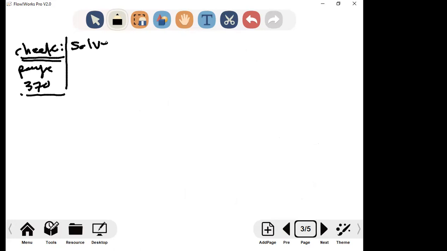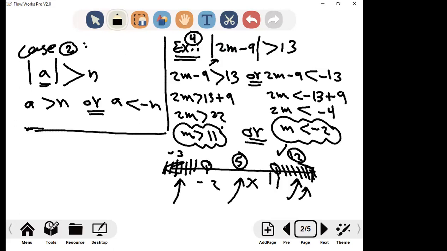Solve absolute value of 4m minus 20 more than or equal to what? 12. Right? 4m minus 20 more than or equal to 12. Right. Go to the case. Which case? Case 2. More than. A more than n or A less than negative n, right?